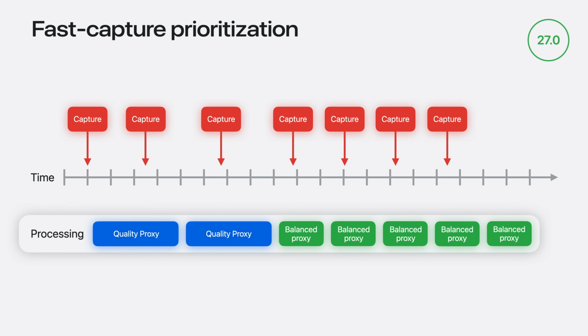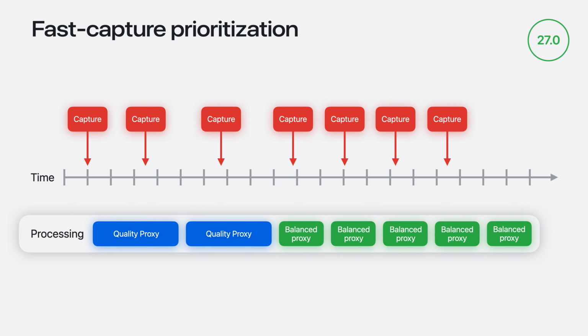Starting with iOS 27 on iPhone 16 and iPhone 17, the system also processes balanced fast captures later using deferred processing. This further minimizes processing time, giving a faster capture experience for much longer.